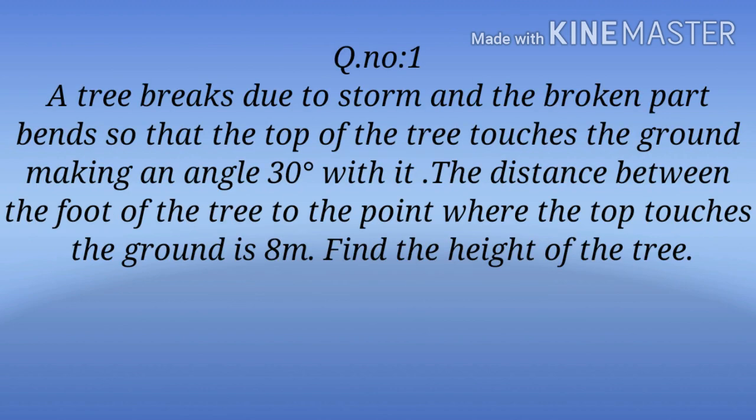First question. A tree breaks due to a storm and the broken part bends so that the top of the tree touches the ground, making an angle of 30 degrees with it. The distance between the foot of the tree and the point where the top touches the ground is 8 meters. Find the height of the tree.